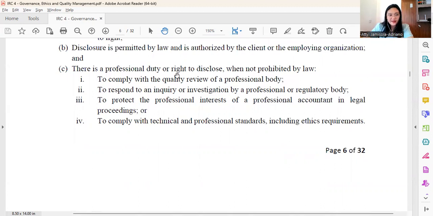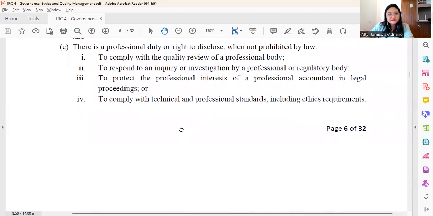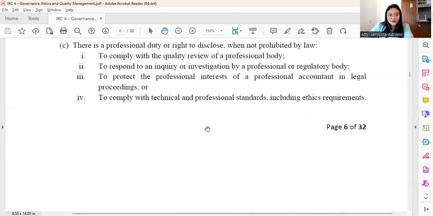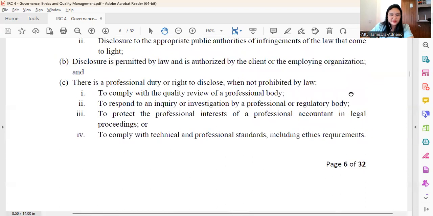This is allowed, okay? To respond to an inquiry or investigation by a professional or regulatory body. So if you have received subpoena or orders related to a particular investigation, you can disclose it. To protect the professional interests of a professional accountant in legal proceedings. So for example, you are being sued by your client or by someone else, and then to prove the fact of you not guilty of the offense, you can disclose the confidential information. To comply with technical and professional standards, including ethics requirements.